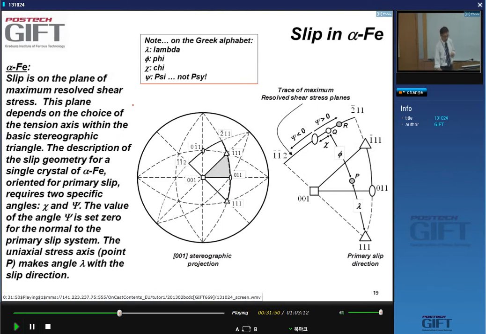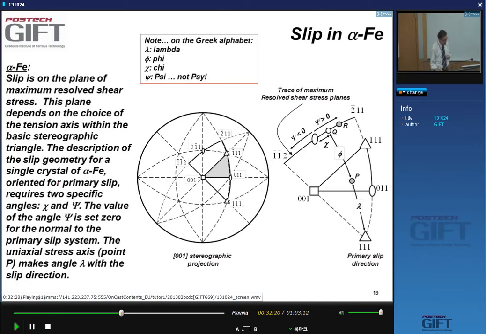Okay, just a note on the Greek alphabet and a tongue-in-cheek joke here. Lambda is lambda, phi is phi. This is the angle chi. And then there's another angle, capital psi. And for the Korean music lovers, it's psi, not psi, okay?